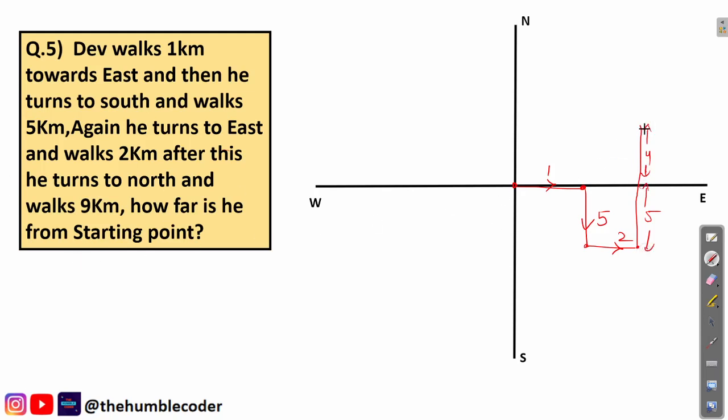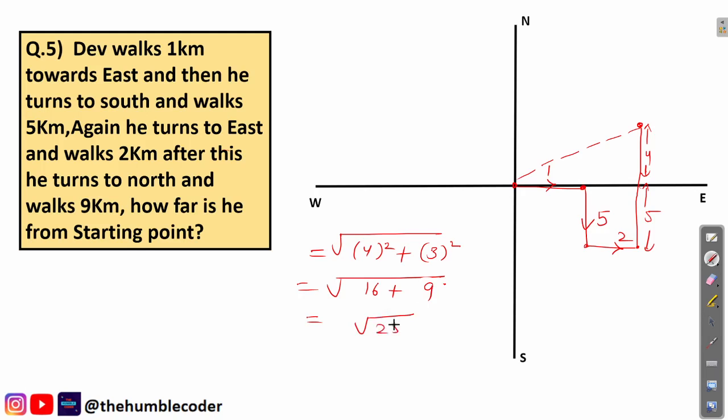How far is he from the starting point? So this is the final point where he stops. We need to find this distance. One distance we already have is 4 kilometers. So 4 square. Now we need to find this lower one, that is 1 plus 2, so 3. So 4 square is going to be 16 and 3 square is going to be 9. And 16 plus 9 is going to be 25. The correct answer for this is going to be 5 kilometers. So he is 5 kilometers from his starting point.